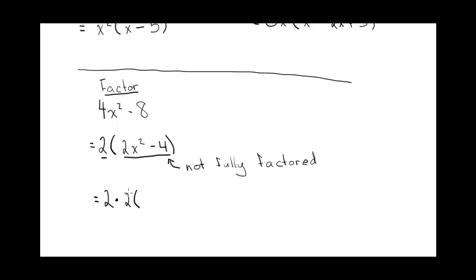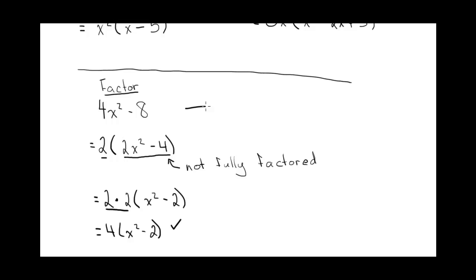And then 2 times what gives me 2x squared? Well, that's just x squared. And 2 times what gives me minus 4? That's just minus 2. And then I can multiply these 2's out in front and just get 4 times (x squared minus 2). And now this is fully factored because there's no common factors in the bracket.